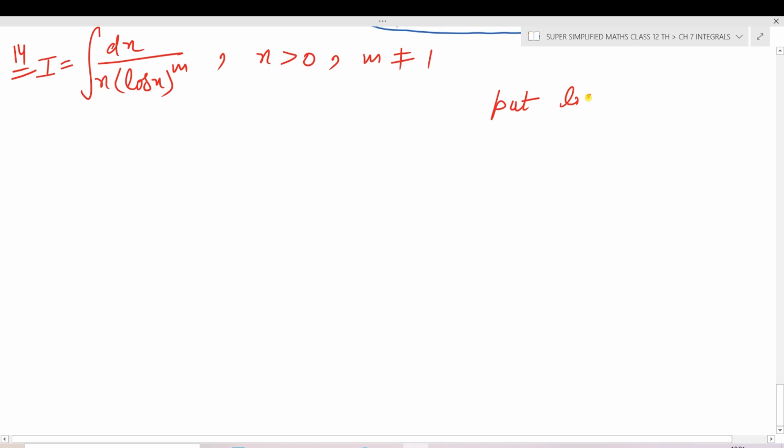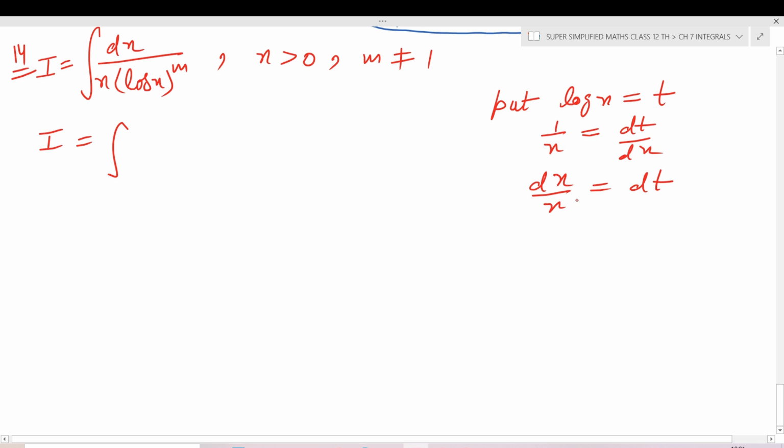So what substitution are you going to make? You are going to put this log x to be t, differentiating both sides. So the derivative of log x is 1 by x and the derivative of t is dt by dx, cross multiplying, dx upon x is equal to dt. So let us make this substitution here. dx upon x can be replaced by dt, and log x can be replaced by t raised to the power m. So now I can write it as t raised to the power minus m into dt.